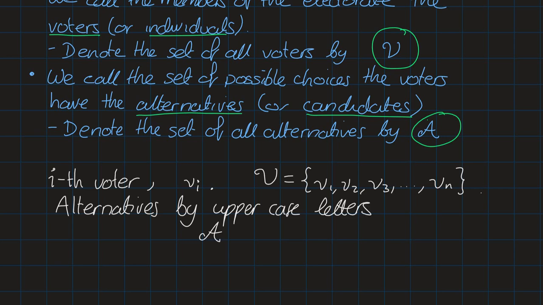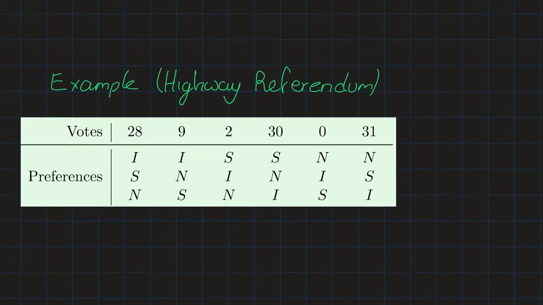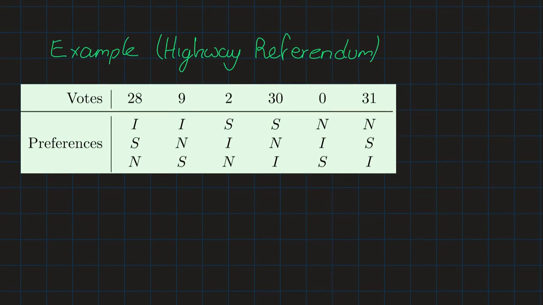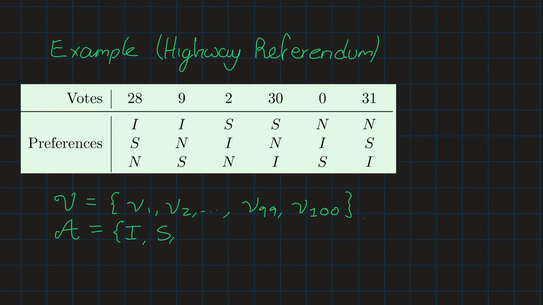So, for example, you could have A, B, C, D, E. If I'm talking about a general abstract election and I don't know the names of the alternatives, I'll just use uppercase letters to denote the alternatives. For example, consider this example right here, which came from the idea of a highway referendum. The voters, you'll recall, there were 100 voters and I didn't give them names, so I'll just call them V1, V2, all the way up to V100. And the alternatives were simply build an interstate highway, build a state highway, and don't build a highway at all. So that's what V and A would be in this particular example.